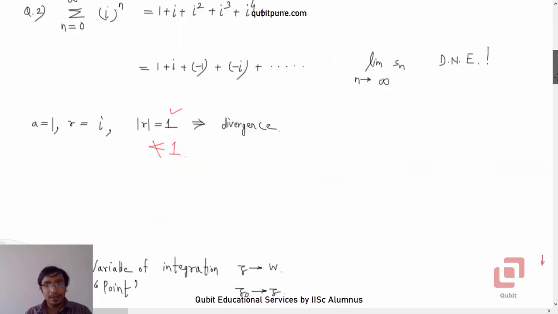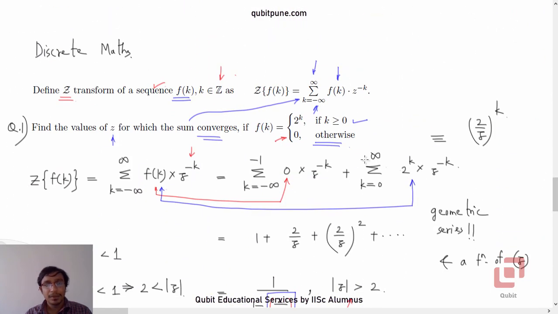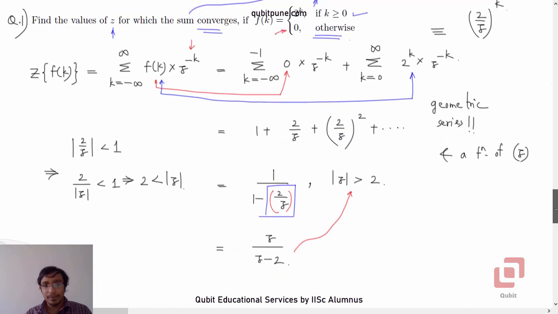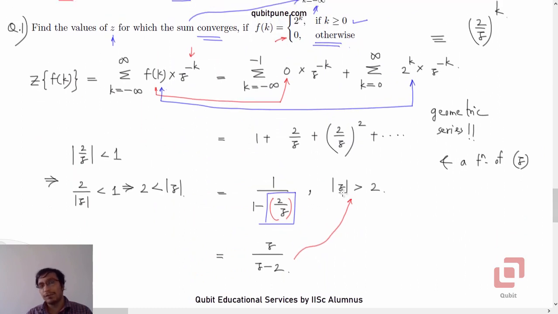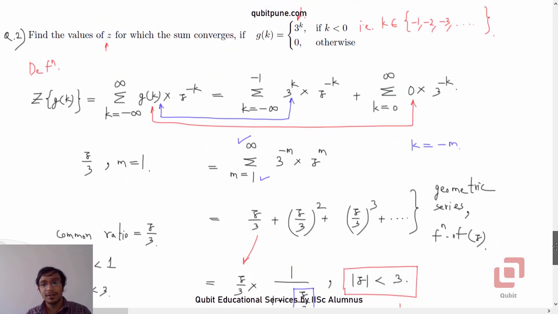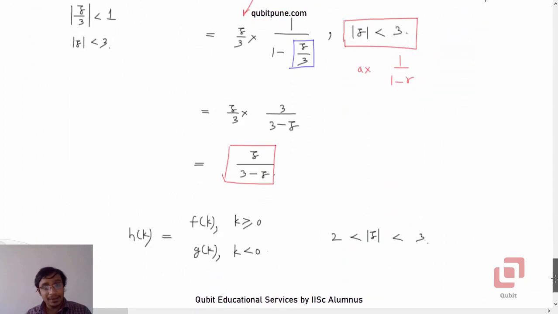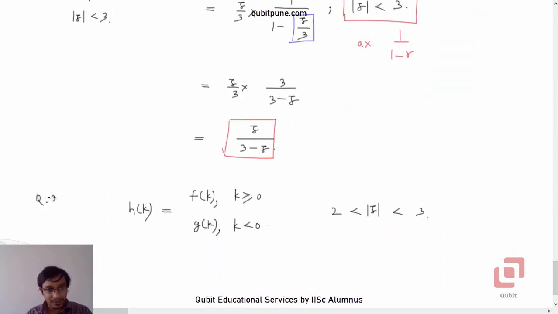So if you were to consider the first infinite series, it was applicable only when the absolute value of the complex number was greater than 2. If you consider the second infinite series, it is applicable only when the absolute value of z is less than 3. And the third one, which we considered now, its z transform will be valid only when the absolute value of z is between 2 and 3. So basically the intersection of the two regions.